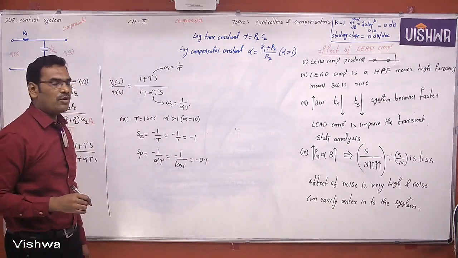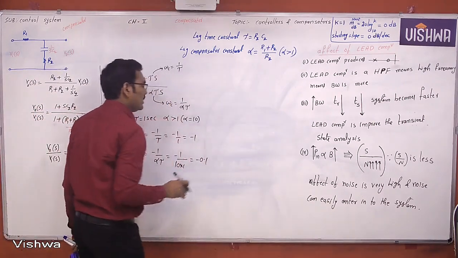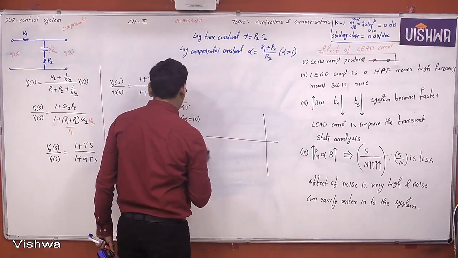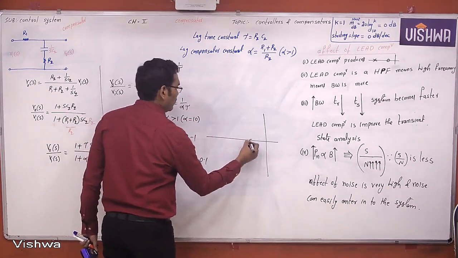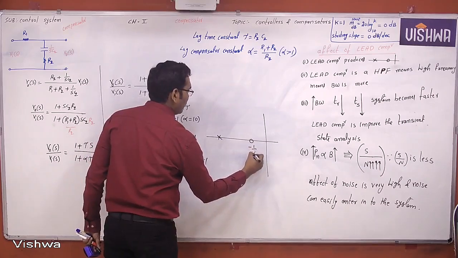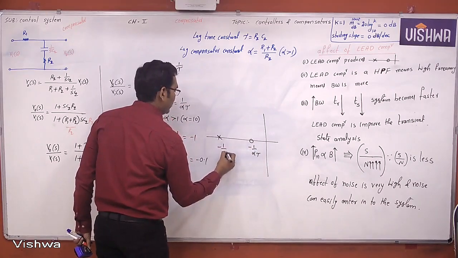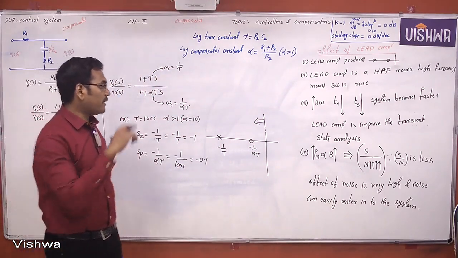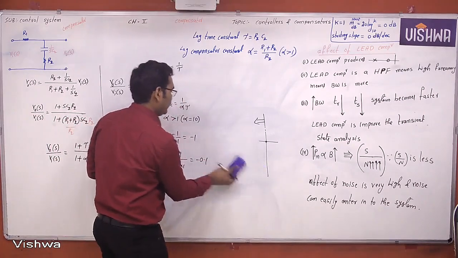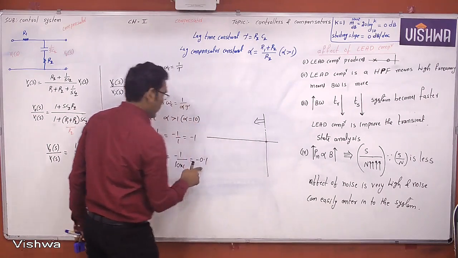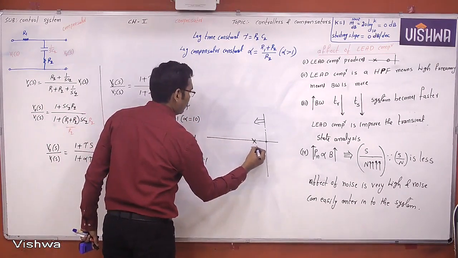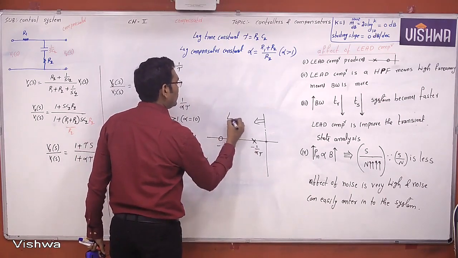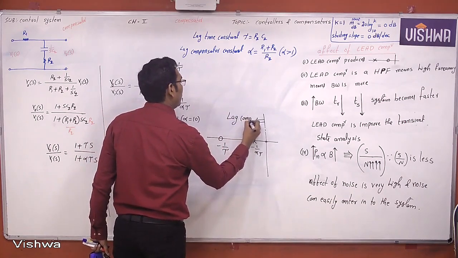Now where are the pole zero locations in the S plane of a lag compensator? Now this is the S plane. First one is pole, next one is zero. This is minus 1 by alpha tau. This is minus 1 by tau. This is the pole zero sequence. What is the pole zero sequence? Minus 0.1 is the pole, minus 1 is the zero.